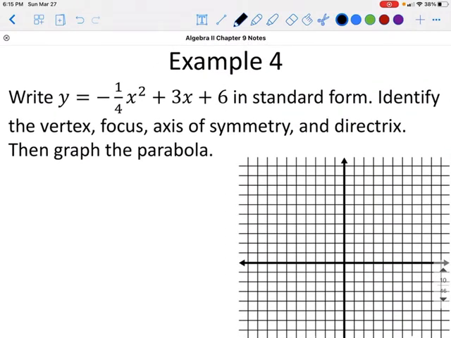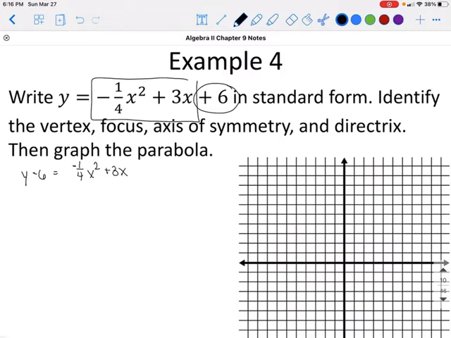Now this one, again, we're still identifying the vertex, focus, axis of symmetry, and directrix, but in this case, the equation is not in the correct form. Because the x is squared, we do know that it's going to open vertically. But the first thing we're going to do is rearrange our equation. We're going to put everything that has an x squared on one side, everything that doesn't have an x squared on the other side. So because the x's are here, we're going to leave those alone. I'm going to move this negative 6 to the other side. So we're going to have y minus 6 is equal to negative 1/4 x squared plus 3x.